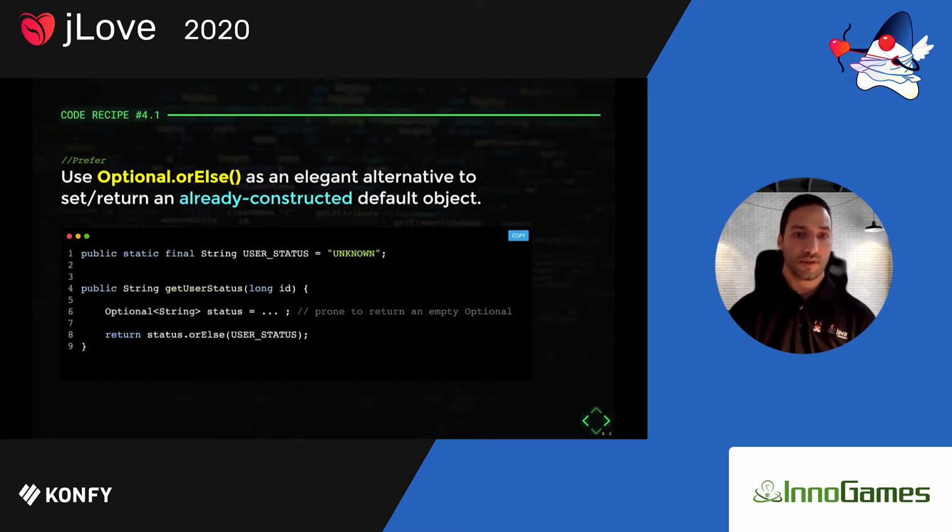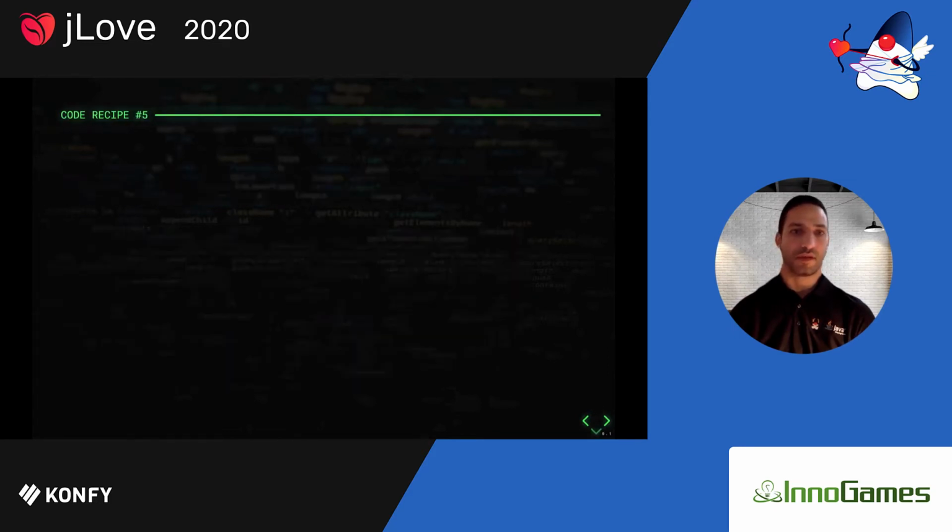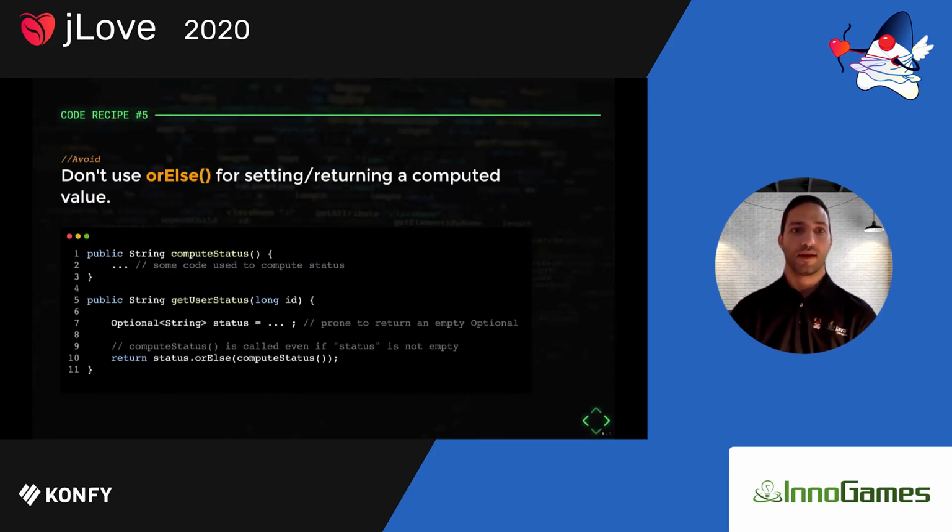So we use orElse and we pass the already constructed default object or value. Bear in mind this word, already constructed, and I will explain to you why. It's not computed, it's nothing, it's just something that already exists and I would like to return it. And this exists definitely since Java 8. And avoid using orElse for setting or returning a computed value.